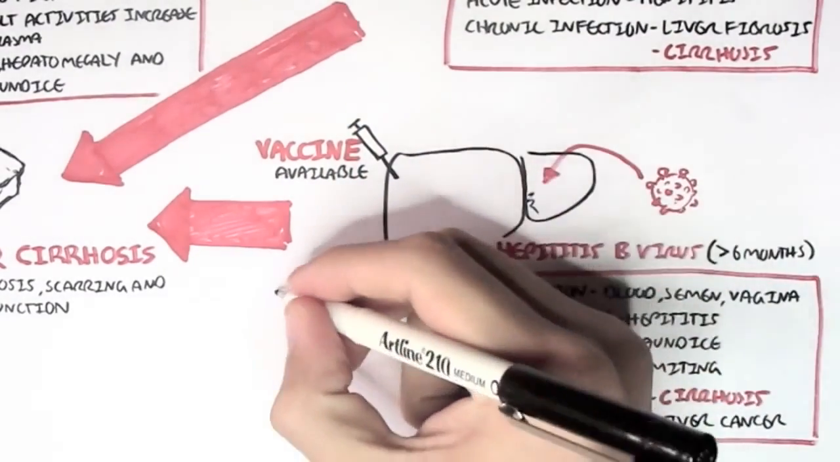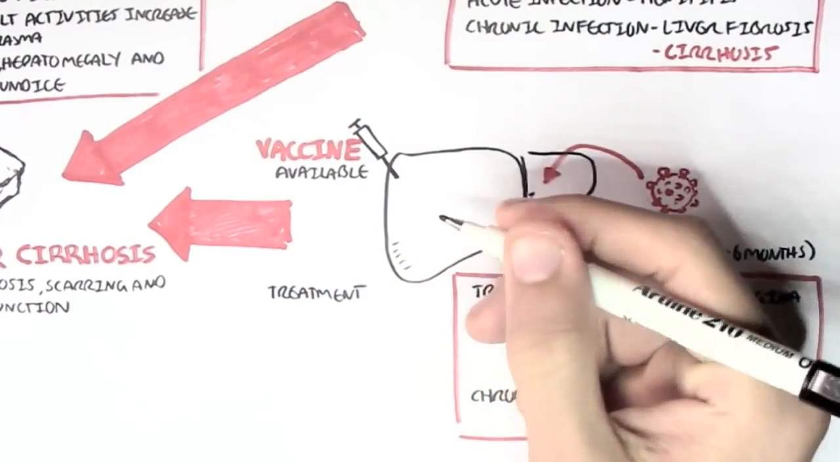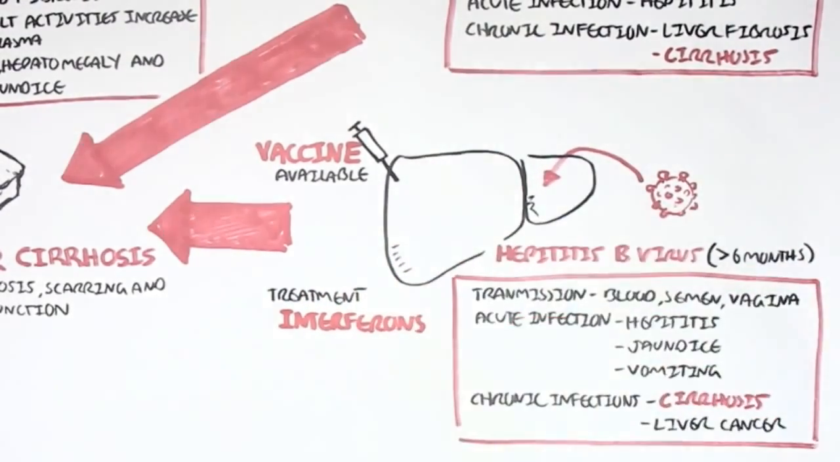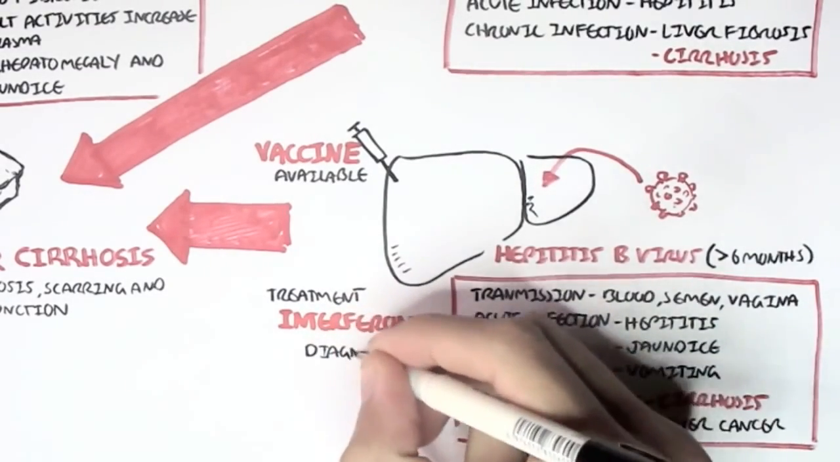However, once the infection has occurred, we would diagnose it with hepatitis B surface antigen in the blood and treat it with interferons.